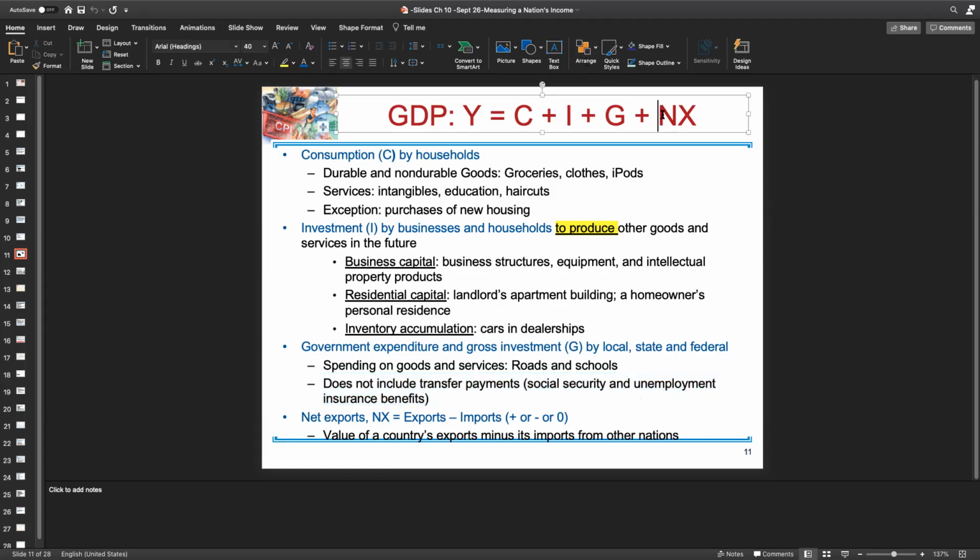The last component of GDP is net export, which is export minus import. It could be positive, negative, or zero. This is considered the value of the country's export minus its import from other nations.